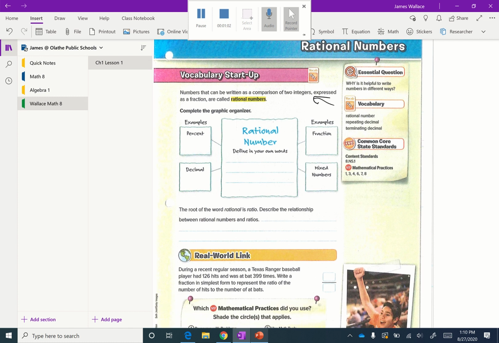Next we have examples of how rational numbers can be written. A percent would be like 2%. A fraction would be something like 1/5. A decimal would be something like 5/10. And a mixed number would be something like 5 1/2. So there are some examples of those.